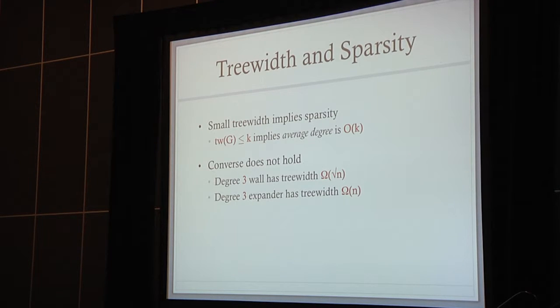Okay, so a comment about tree width and sparsity. Small tree width implies sparsity. What does it mean? That if the tree width of a graph is at most k, then the average degree cannot be more than k. But the converse is not true, as we just saw. We saw that degree 3 graphs can have very large tree width. So sparse graphs can be complicated, as we know. But if the tree width is small, then they can't be too dense. So, in some sense, small tree width implies sparsity.